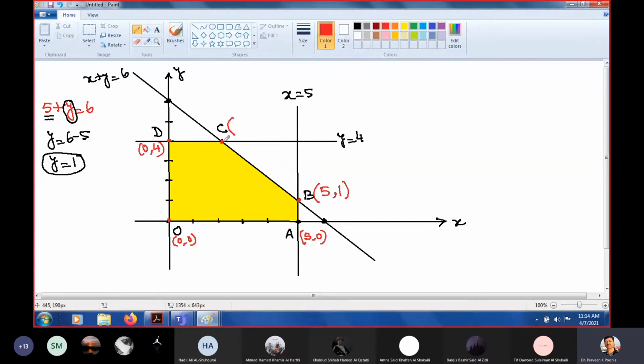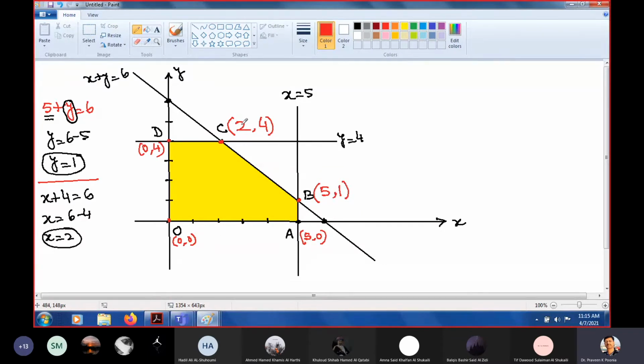Now for the next coordinate, the value of x is not known, but the value of y is given. The value of y is 4. Because it is the intersection of this line and this line, and this line is y is equal to 4, we can find the value of x with the help of the other equation. So x plus 4 is equal to 6, x is equal to 6 minus 4, and x is equal to 2. So here the value is 2.